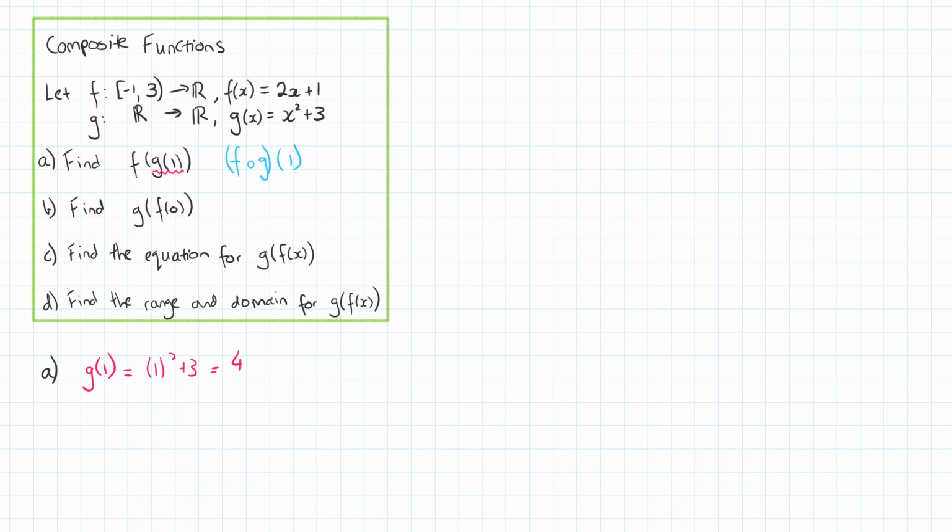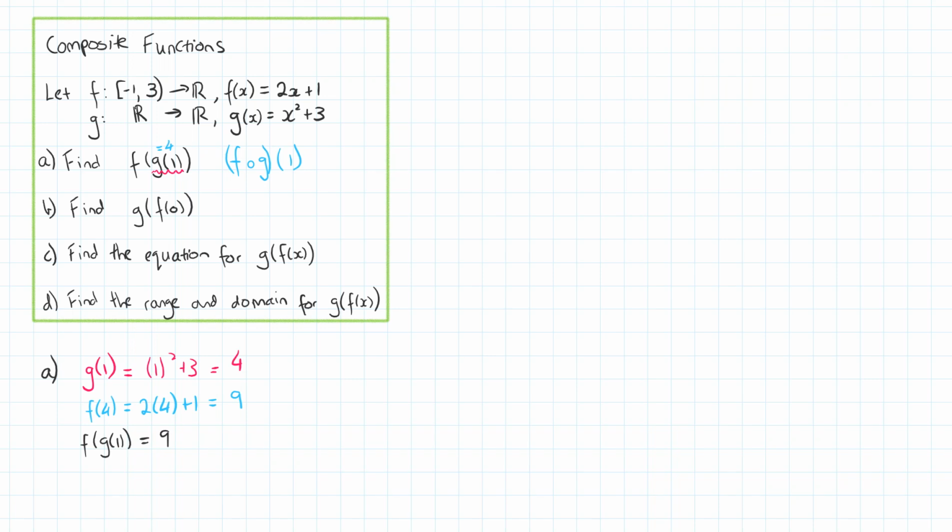Okay, the next part, I have this answer which equals 4, and so now I need to substitute this into f. So f of 4, we look at f and we find x and we sub in 4 for x, and this equals 2 times 4 plus 1 is 9. So the overall answer for f of g of 1 is 9.